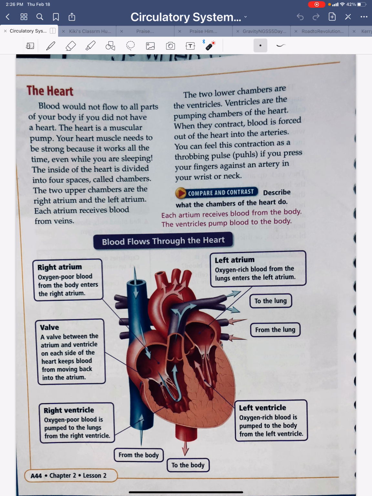All right, so here we can see the right atrium and the right ventricle. The valve is between the atrium and the ventricle on each side, and it helps keep blood from moving back into the atrium. Here we have the left atrium. Oxygen-rich blood from the lungs enters the left atrium. From the left ventricle, the oxygen-rich blood is pumped to the body. The blue is coming from the body, and the red means that it's going to the body.